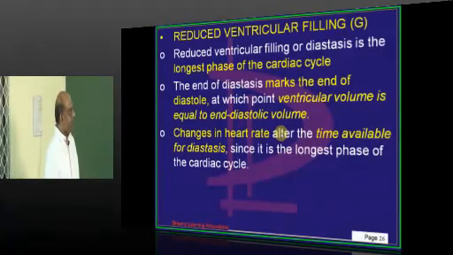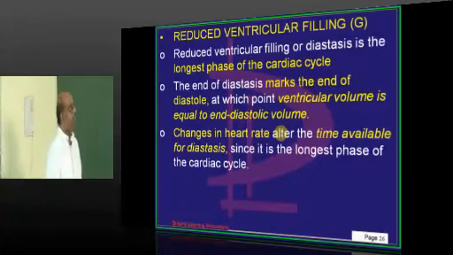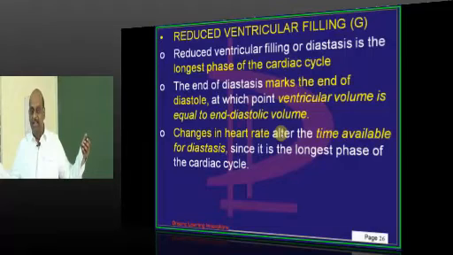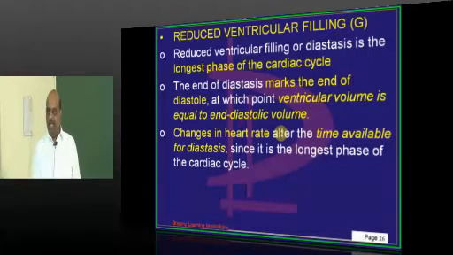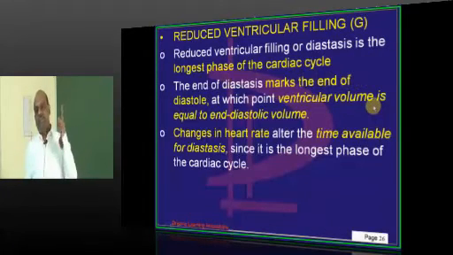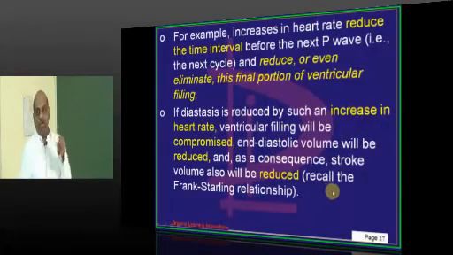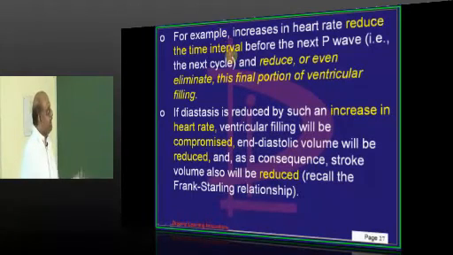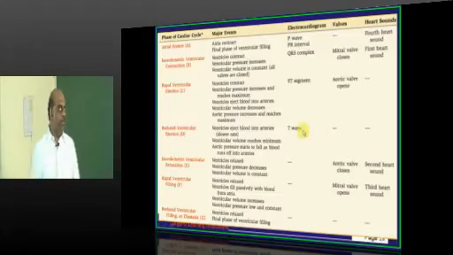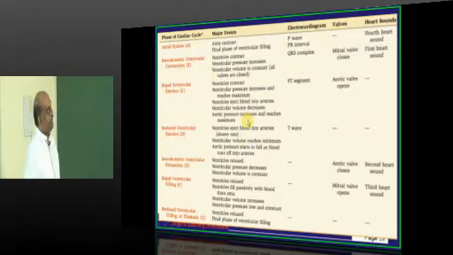And one more common question asked is, of all these phases, which is the longest phase? It is the second one-third of diastole, during which reduced ventricular filling is happening, that is considered the longest phase of the cardiac cycle. It is also called the phase of diastasis, and during this phase how much stroke volume is going to be there is decided, and at the end of this phase, whatever volume is there in the ventricle is called the end diastolic volume, is what you need to remember. So this gives you the complete summary of what we have discussed.